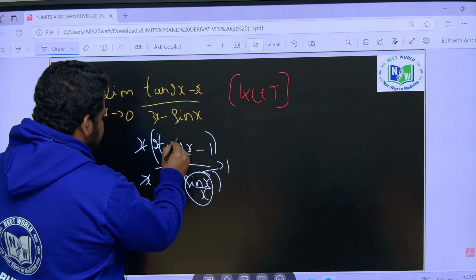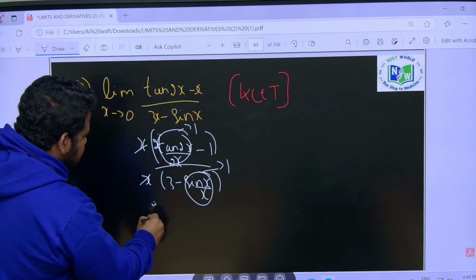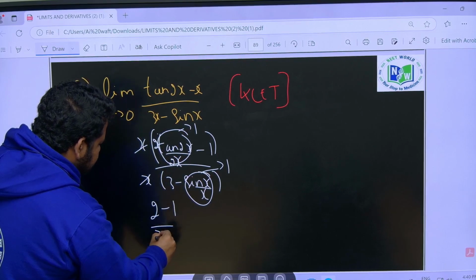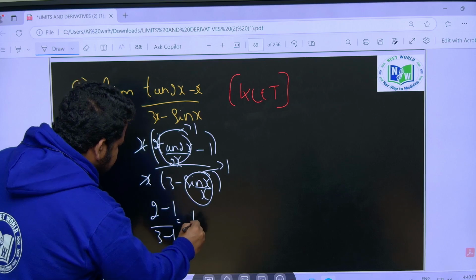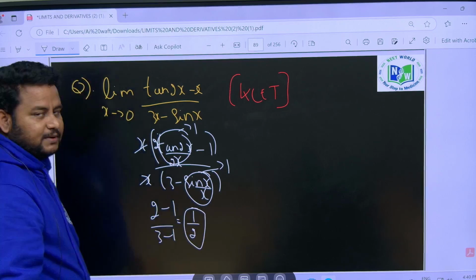Now this value will also be equal to 1. So what am I left with? 2 minus 1 divided by 3 minus 1. 2 minus 1 is 1, 3 minus 1 is 2. So the correct answer to this question is 1 by 2, friends.